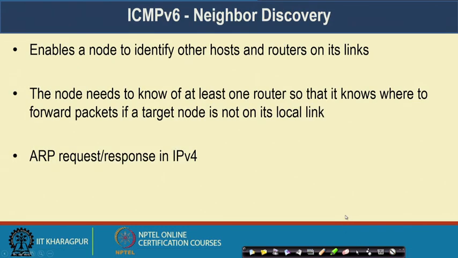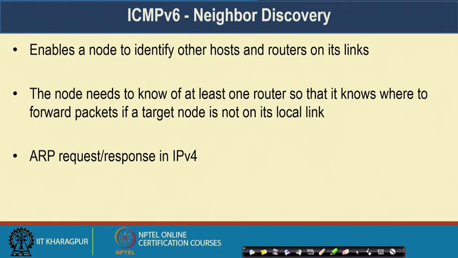Well, now let us look into a few features in IPv6, in a little detail. The first feature that we will discuss is neighbor discovery. Neighbor discovery in IPv6 is a replacement of ARP in IPv4. It enables a node to identify the other hosts and routers on its links. The node then needs to know of at least one router, so that it knows where to forward the packet.